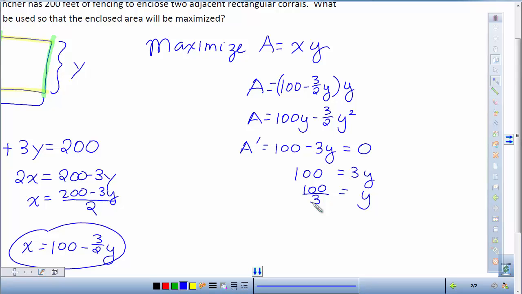So potentially this could be a maximum or a minimum at this point. This is a critical value, so I need to verify whether it's a maximum or a minimum. There are two ways to do that. We could set up a sign test using the first derivative, or I can use my second derivative test. I'm going to choose the second derivative test. I'm looking at my second derivative, which in this case is just -3. And so that tells me that this function is concave down.